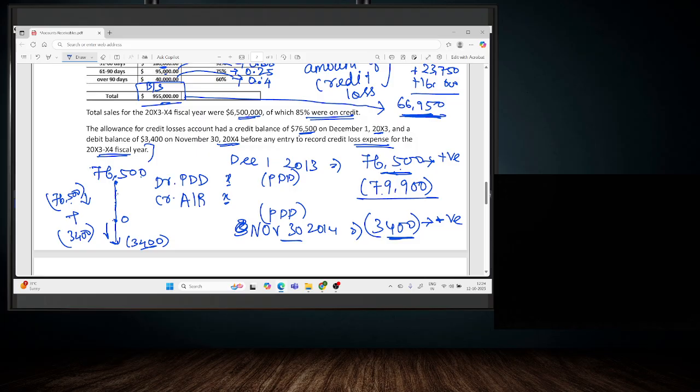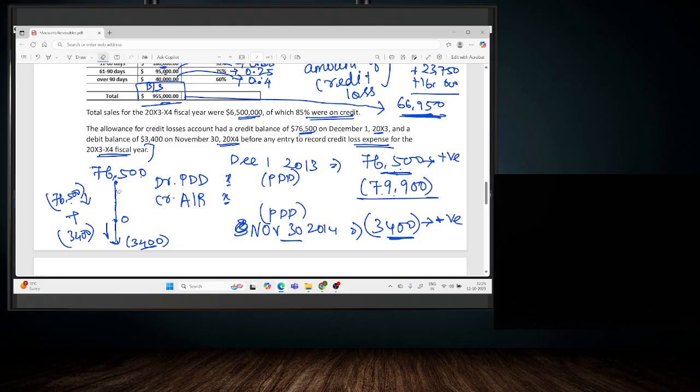The 79,900 is nothing but the amount of bad debt that is written off during this period. When I say written off, the 79,900 is not estimated. Customers who purchased goods from you worth 79,900 rupees went bankrupt. They are not going to pay. It is irrecoverable. So the 79,900 is written off.